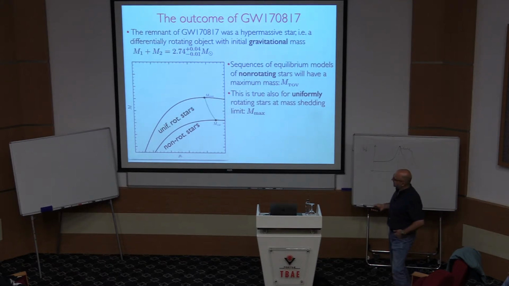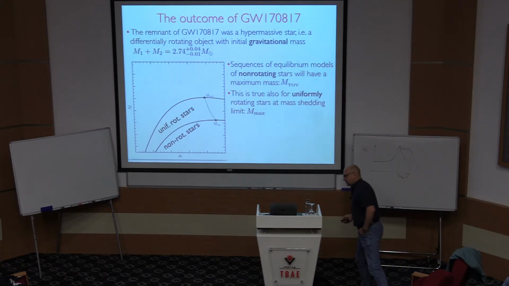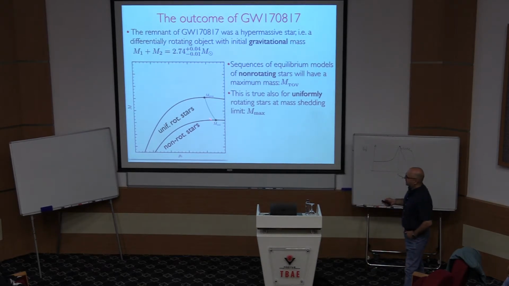These are shown over here. In principle, this should be green. It's certainly green on my screen. You don't see it. But between these two curves, there are all the solutions of stars that are uniformly rotating. As you can see, they can sustain more mass.